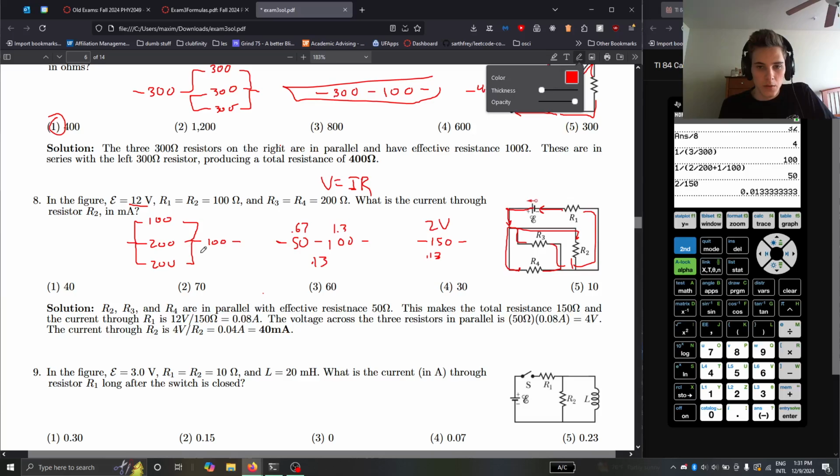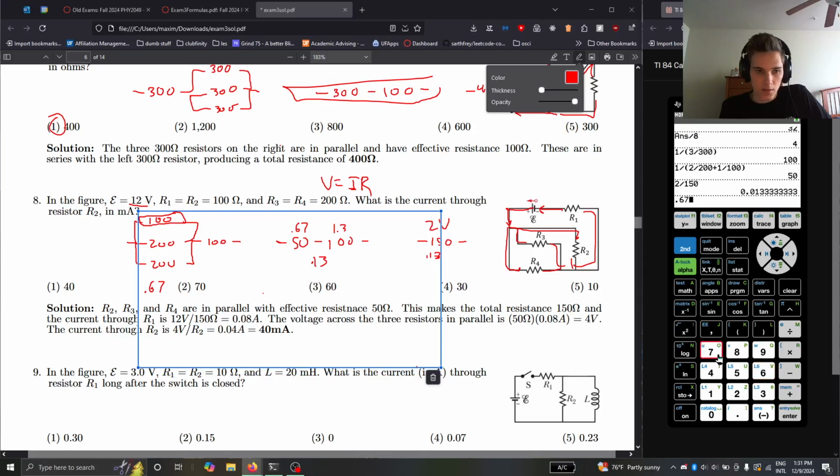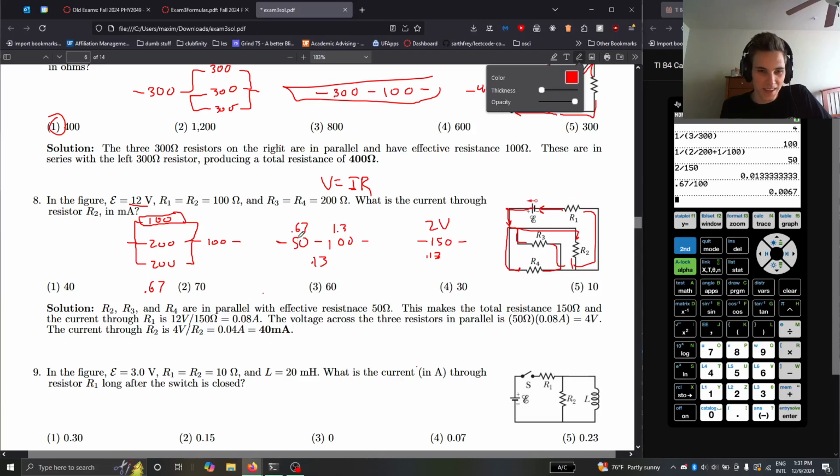We want R2 here, which is the singular 100 circuit. Remember, this is where the current will split. But remember that when everything splits like this, the voltage stays the same. So this is 0.67. And we get 0.67. No, that's not right. What am I doing? So yeah, the current will split here.